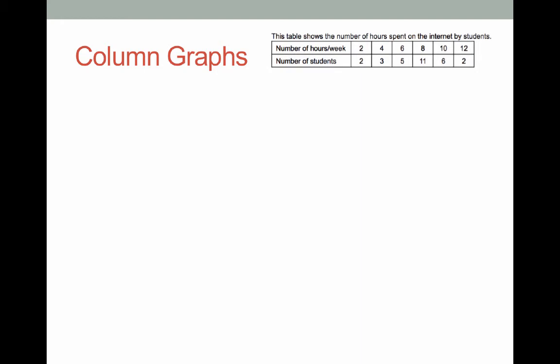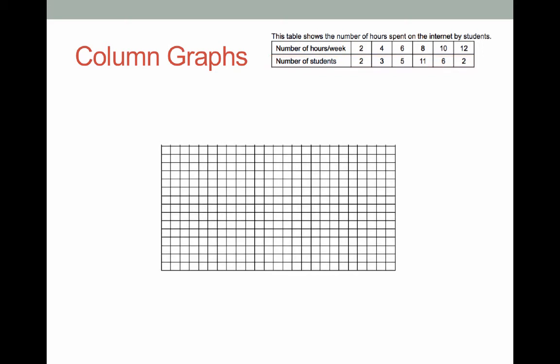This table shows the number of hours spent on the internet by some students. In the first row, we have the number of hours in the week, and in the second row, we have the number of students. Note the biggest number in the number of students. That's going to be important later. It's good to start with some graph paper if you're drawing a column graph, but if you don't, you're going to need to have a ruler handy.